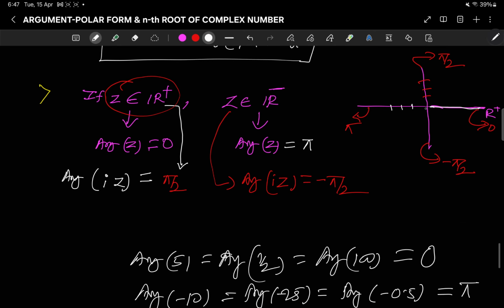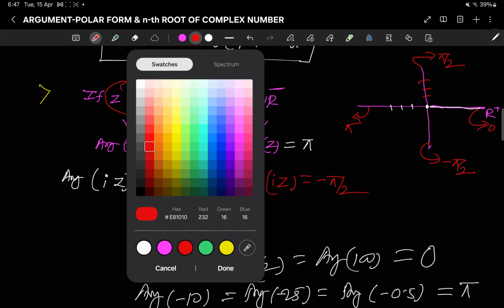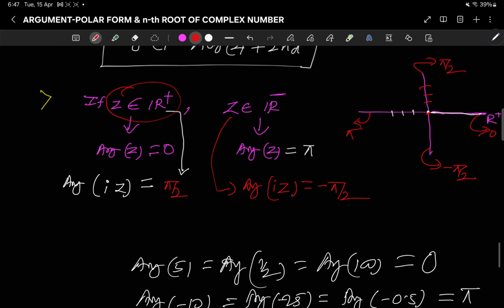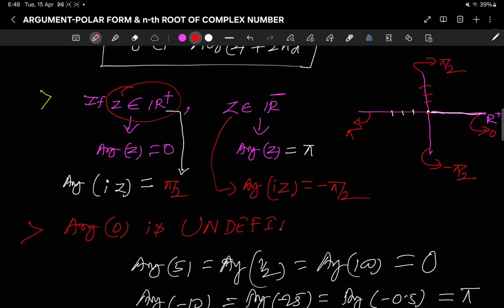However, what will happen to the argument of 0? Argument of 0 is undefined. Why undefined? Because of tan inverse of y by x, which is not valid if x is equal to 0, is it not? So this argument of 0 is undefined.